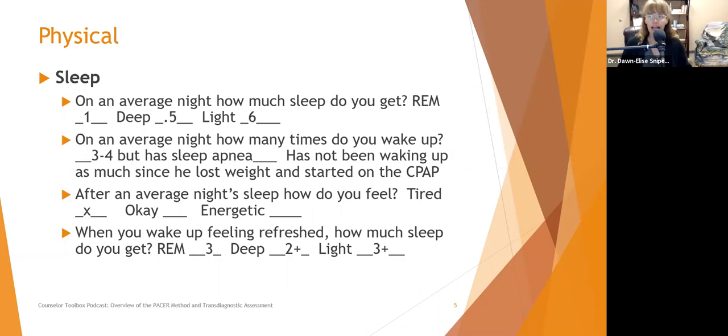On an average night, how many times do you wake up? And he says 3 to 4 times a night. Well, that's a lot. But he says he has sleep apnea, and he has not been waking up near as much since he lost weight and started on the CPAP machine.